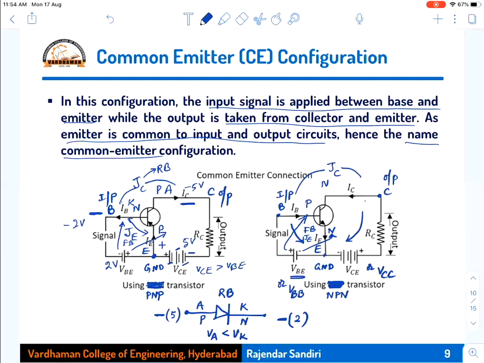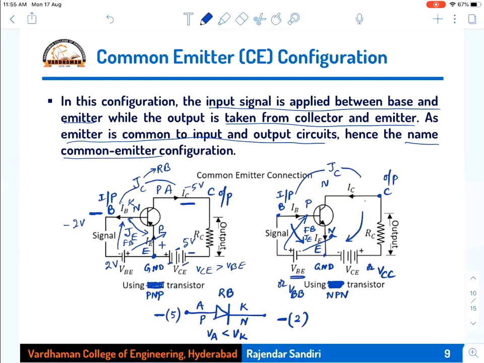So here, this emitter junction is forward biased and the collector junction is reverse biased, though the batteries are not directly connected across these two terminals. But from the magnitudes of the voltages appearing across the terminals, we have to decide whether that junction is forward biased or reverse biased. Okay, so that is another important point that you have to remember.